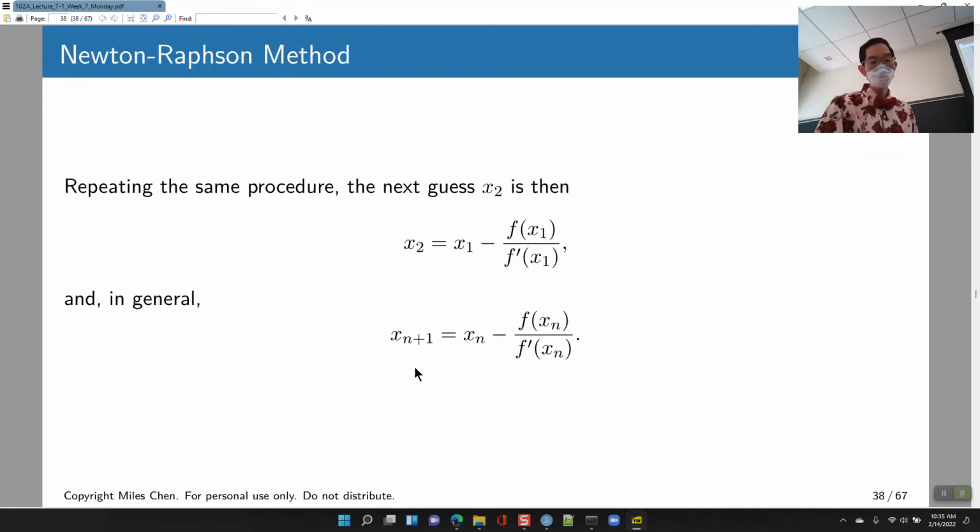Okay, and if we repeat this, then the value for x2 is going to be your current value x1 minus f of x1 divided by f prime of x1. And if we generalize this to just any time n and the next iteration n plus 1, it's going to be this. Okay, and so this is known as your Newton-Raphson method.